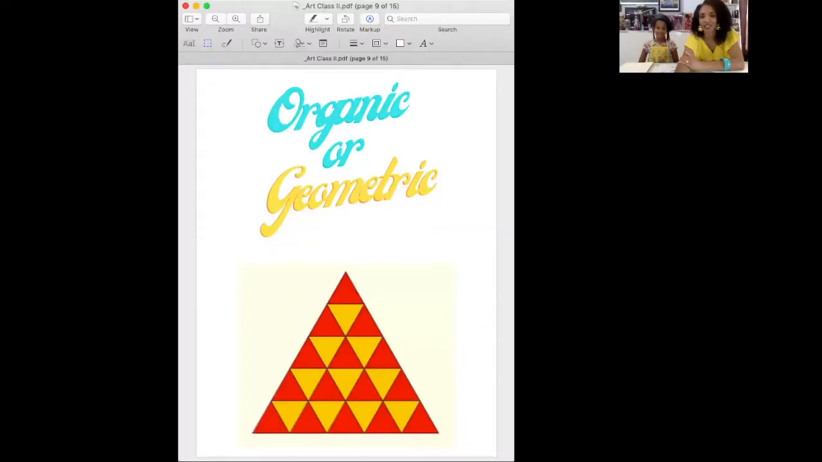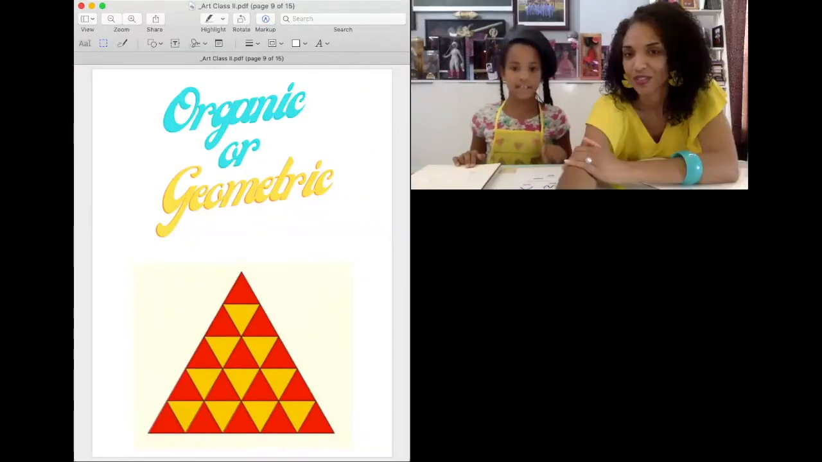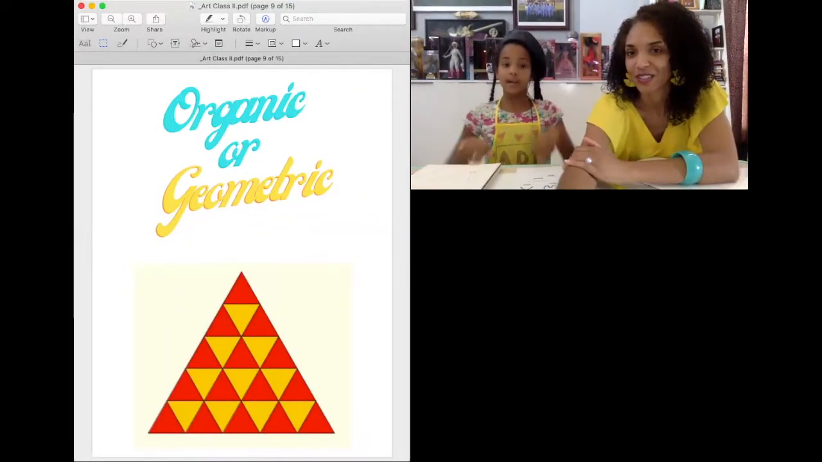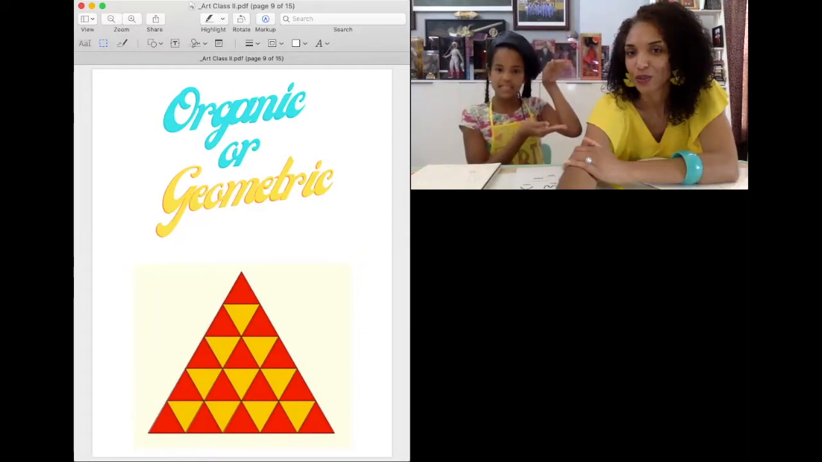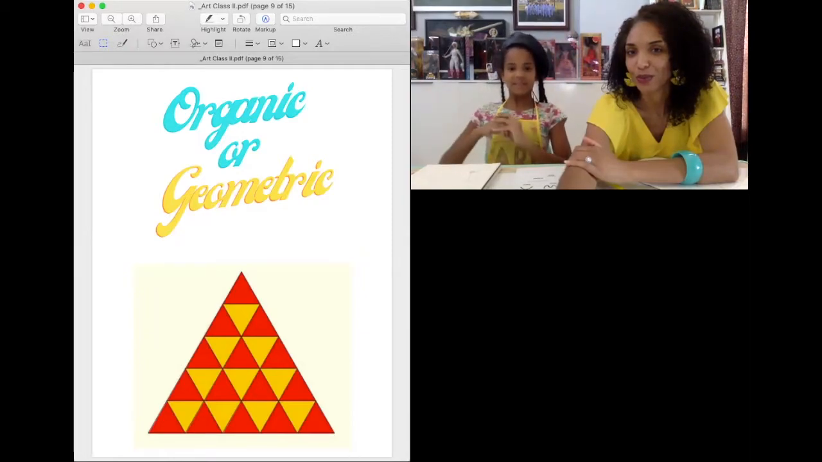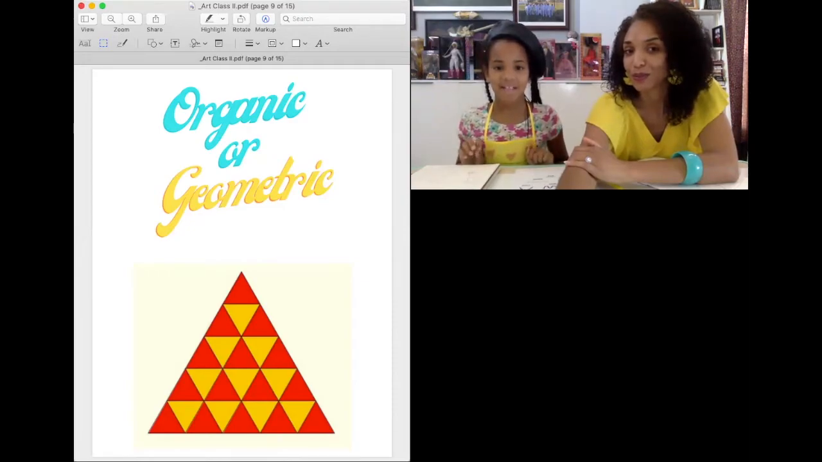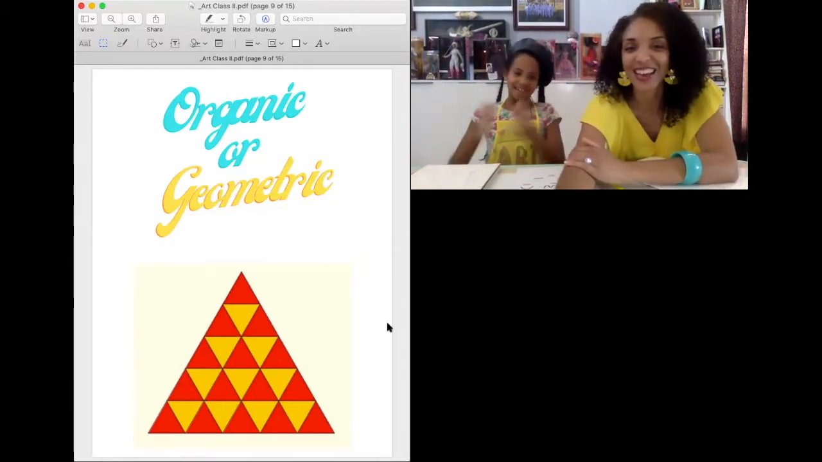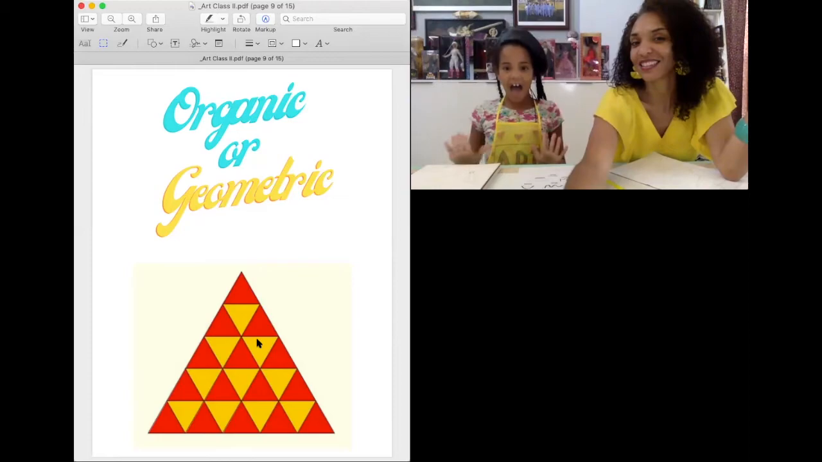Organic or Geometric. Let's see. Which one is it? Is it this shape? Organic or geometric? In this game, you will get exactly 10 seconds to answer the question. Let's see, organic or geometric? I think they know.